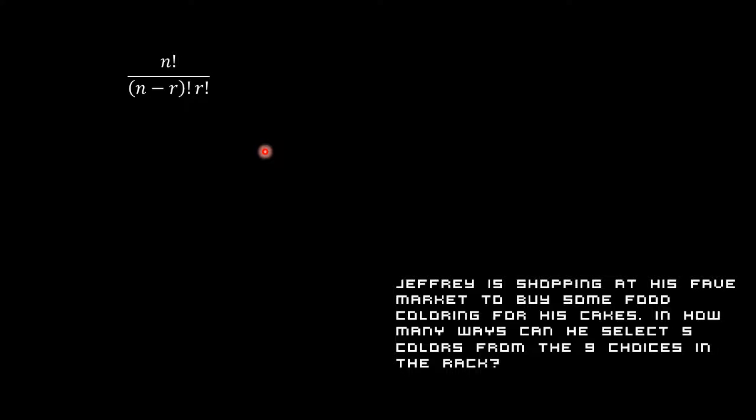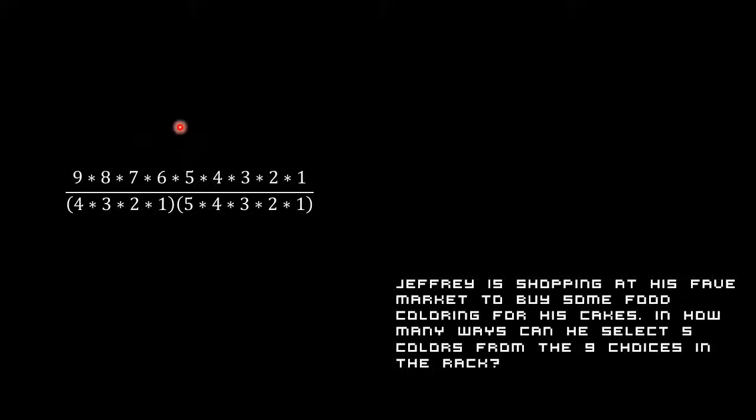Here we have n as 9 since it is the number of choices we have, and r is 5 because it is the number of objects we must select from the 9 at a time. So let's expand these terms. 9 factorial is 9 times 8 times 7 and so on until times 1. 9 minus 5 is 4, so 4 factorial is 4 times 3 up to times 1. And 5 factorial is as shown.